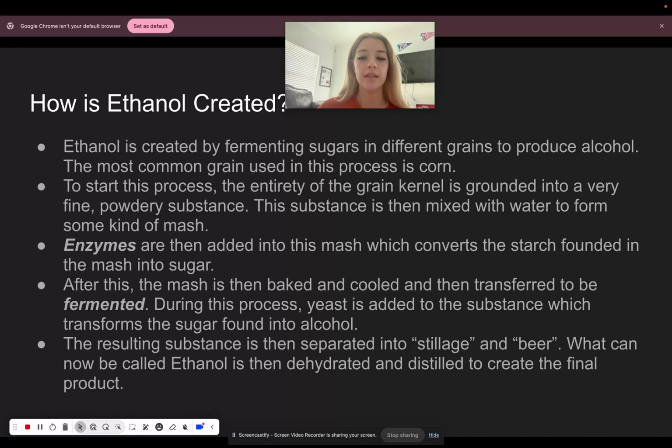Enzymes are then added into this mash, which converts the starch found in the mash into sugar. After this, the mash is then cooked and cooled and then transferred to be fermented. During this process, yeast is added to the substance, which transforms the sugar into alcohol. The resulting substance is then separated into stillage and beer. What can now be called ethanol is then dehydrated and distilled to create the final product.